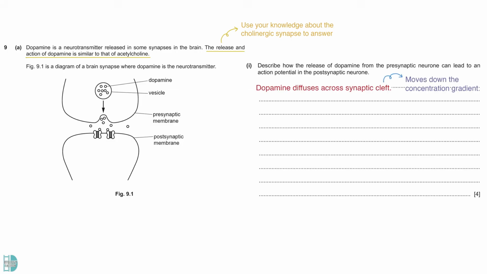After being released, dopamine diffuses across the synaptic cleft. It moves down the concentration gradient. Then, it binds to the specific receptor. The receptors are found on the postsynaptic membrane. The shape of dopamine is complementary to the binding site of the receptors.